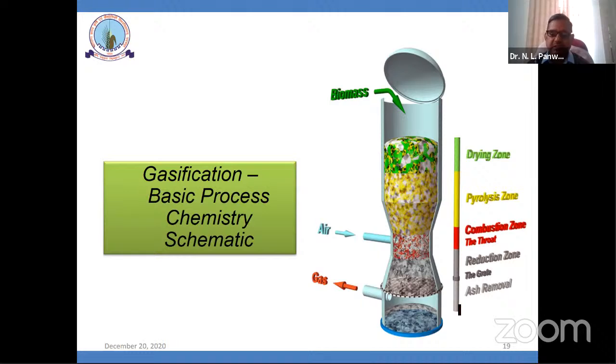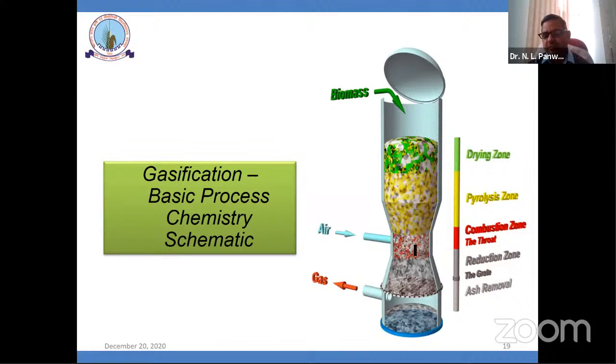So the gas, see at the gas outlet here, just there is an oxidation zone, a red hot zone. In this zone the temperature is around 1000 degrees Celsius. Just below it is your reduction zone, and we are getting the gas. The temperature of that gas is around 500 to 600 degrees Celsius, which is too high to feed directly into the engine.